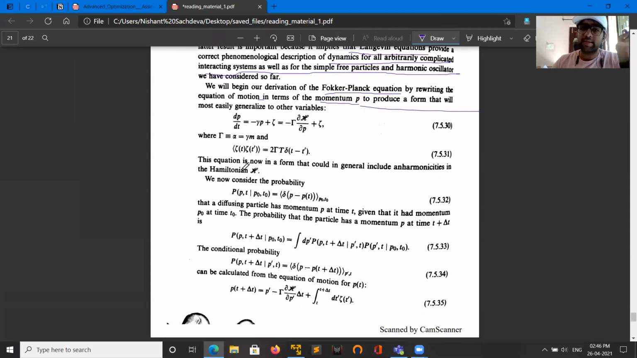We work on this mathematics, and the equation that we get is in a form that could in general include anharmonics in the Hamiltonian H. We wrote this in terms of H, and that can include anything it wants to include. So now we consider the probability P of p comma t given p naught comma t naught as the average of delta of p minus p of t over p naught and t naught.